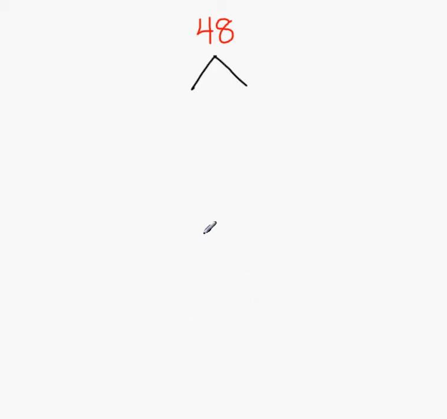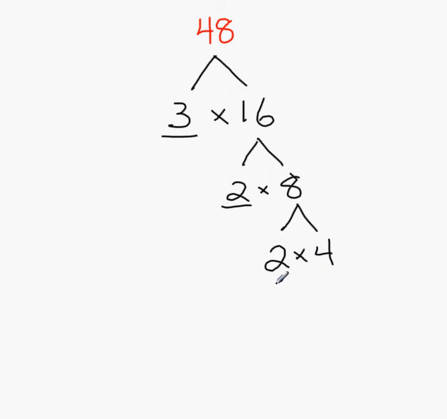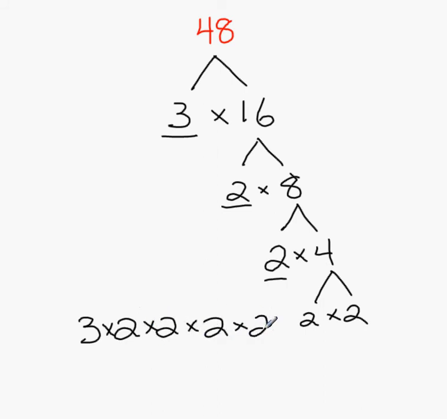Okay. 48 breaks down a lot of ways. I'm going with 3 times 16. 3 is a prime number. I stop. 16 is 2 times 8. Oops, forgot my multiplication sign. 2 times 8. 2 is a prime number. I'm going to break 8 down into 2 times 4. Stop there. 4, though, can be broken down into 2 times 2. So here we go. We have our factors. 3 times 2 times 2 times 2 times 2. So you should have wound up with 4 2's and a 3 in there.